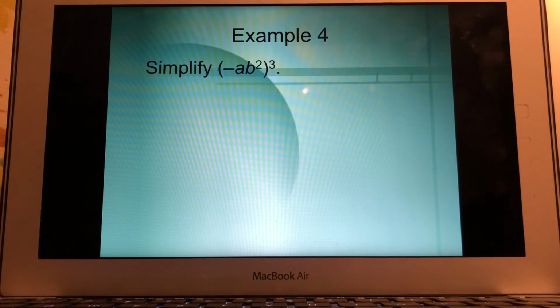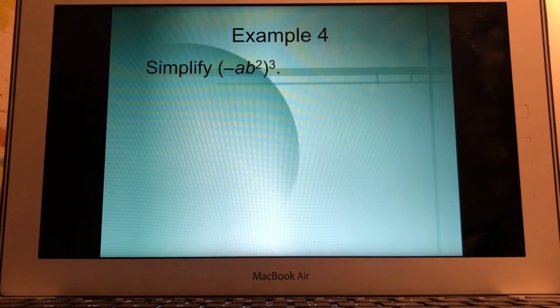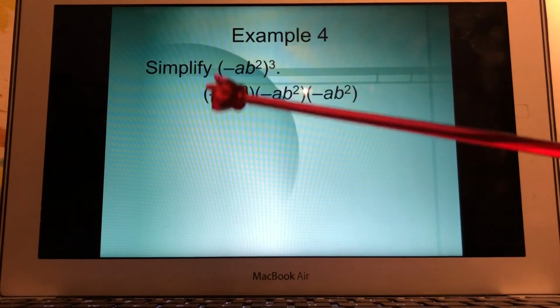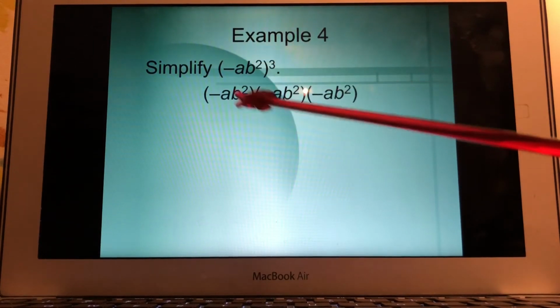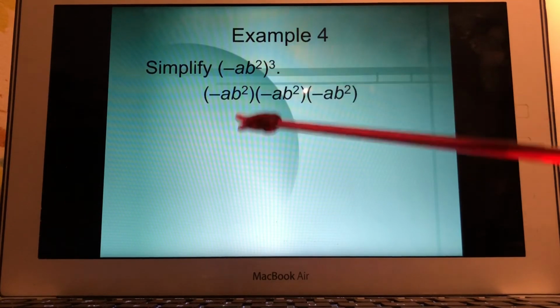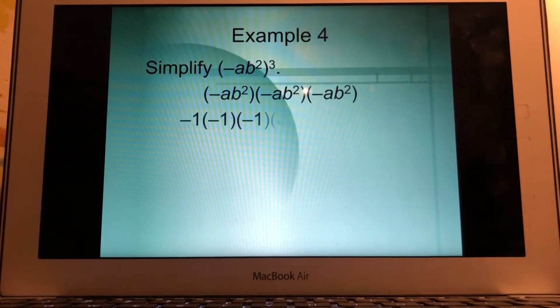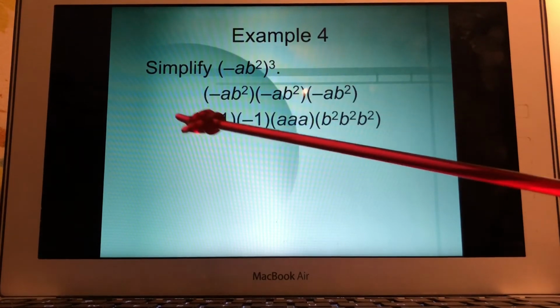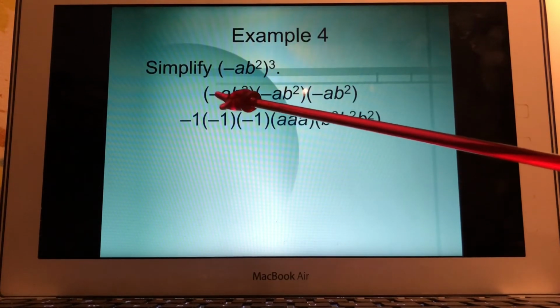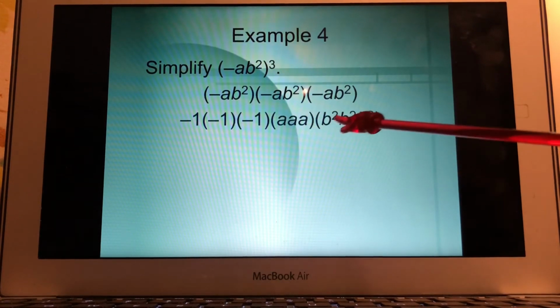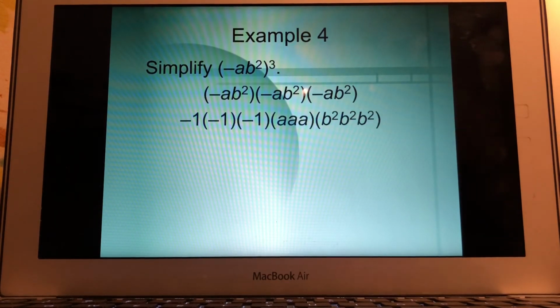Our next example here, now I have -ab squared cubed. How do I simplify this? Well, this is the same as saying -ab squared times itself 3 times, right? That's what the cube means. Okay? So I have -1 times -1 times -1. All right? And then I have a times a times a right here. Then I have b squared times b squared times b squared.